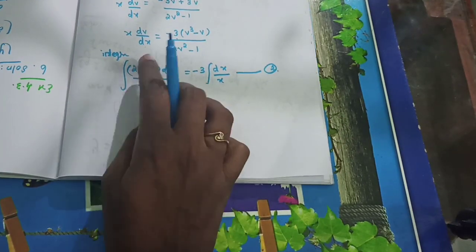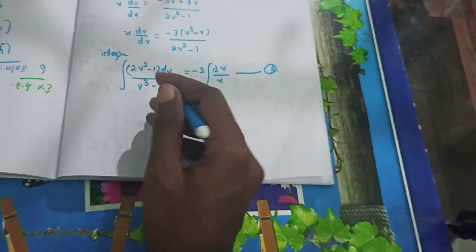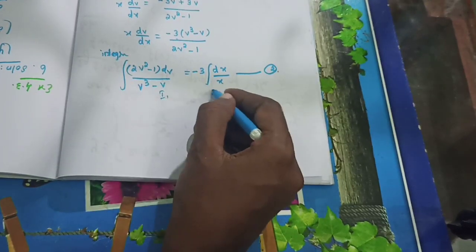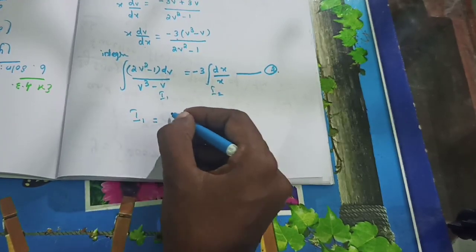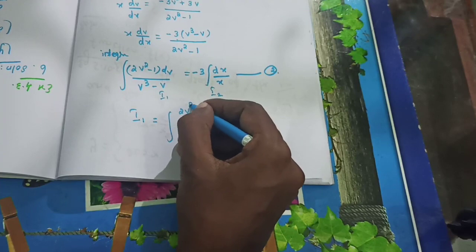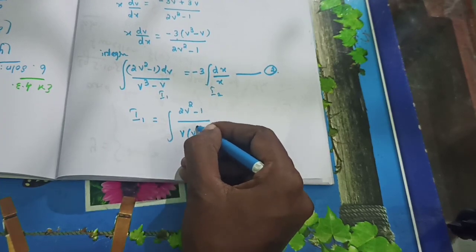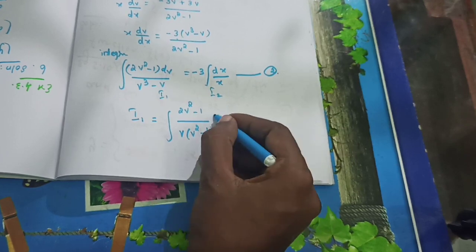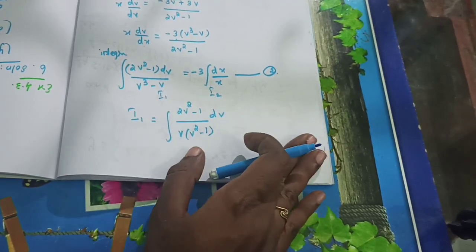This one we can't integrate directly. So we are going to consider this as I1 and I2, and we are going to use partial fractions. Let us consider I1 first. What's I1? Integration of (2v square minus 1) divided by v, where v square minus 1 is common, into dv. We are going to split it as partial fractions.